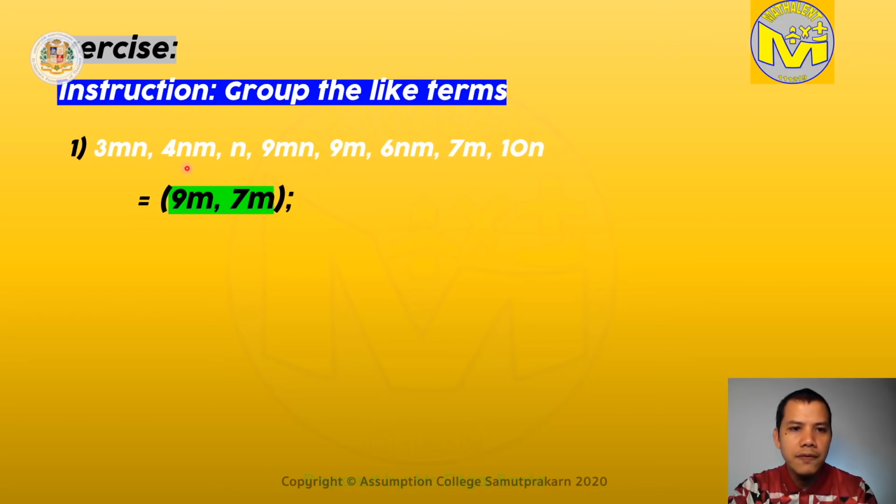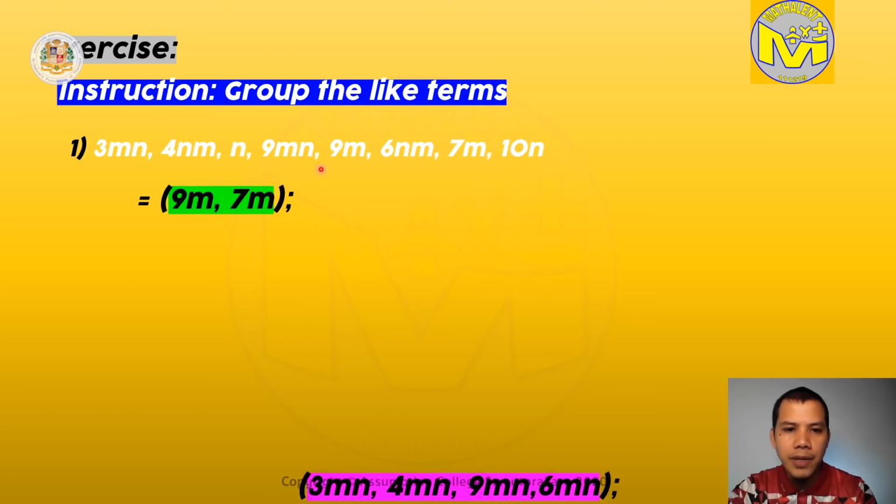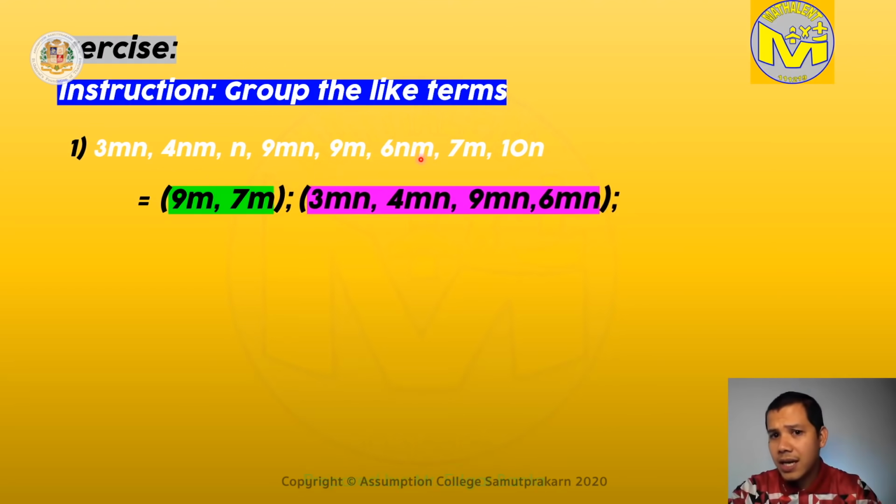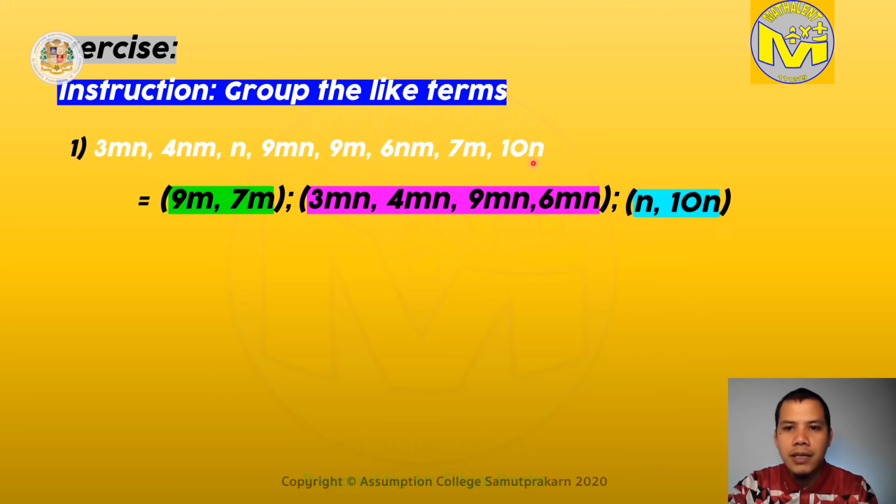MN, 3MN, 4MN. Here it is NM. When you write the answer, you should write MN. Arrange in alphabetical order. So 4MN and then 9MN. And then 6MN. The next group, or the third group, is the group N. We have 1N or N and 10N. Good? That is number 1.